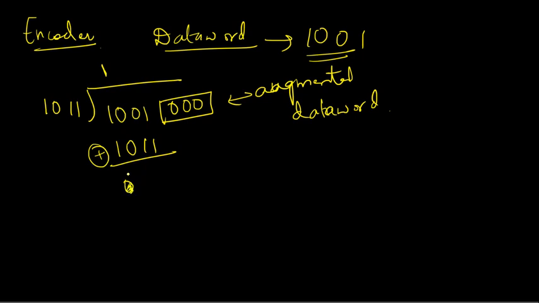We have to leave this first bit, and from here we have to start. So 0 0 will give us 0, 0 1 will give us 1 again, and then 1 1 will give us a 0. After that we have to pull this bit down. So this will be 0100.